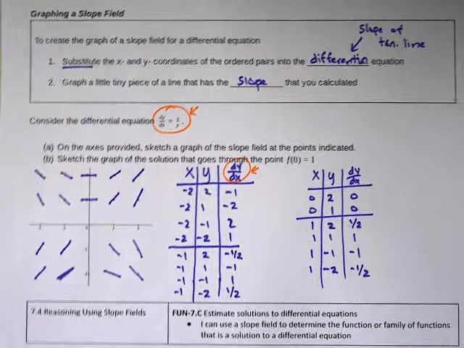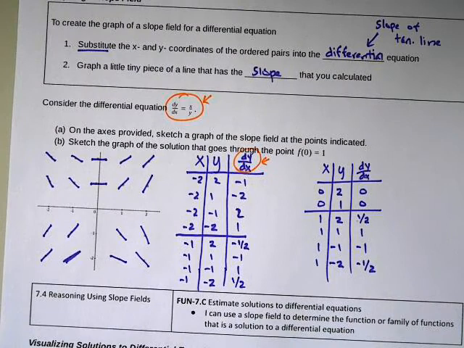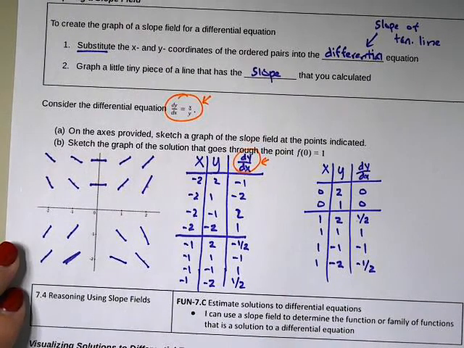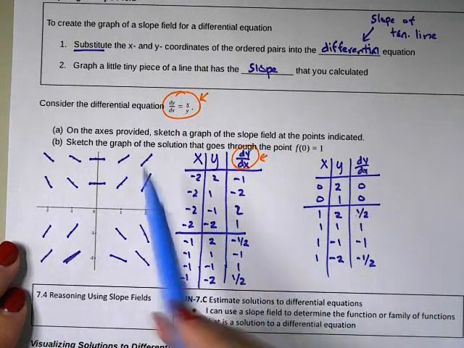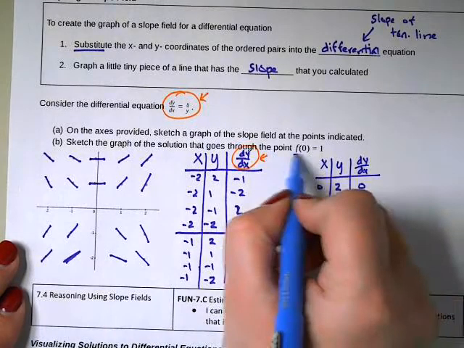Okay, so again, it doesn't need to be exact, you guys. Don't freak out about what it looks like exactly, as long as you've got the right idea going on with your slopes in terms of positive, negative, and steepness. And then we're going to use that to actually sketch a graph now. So sketch the graph of the solution that goes through the point (0, 1).